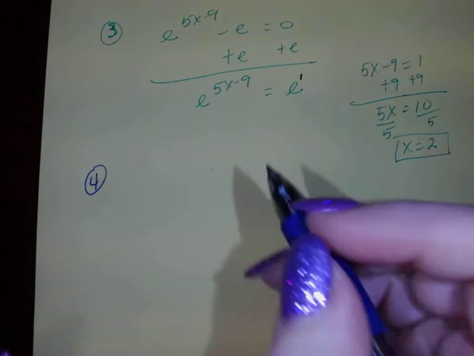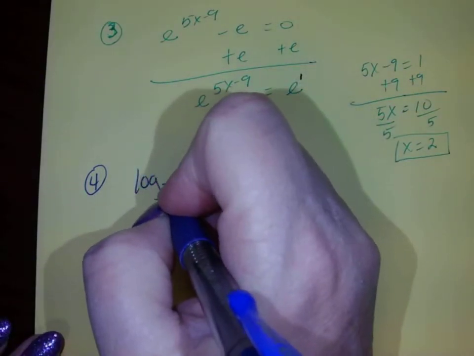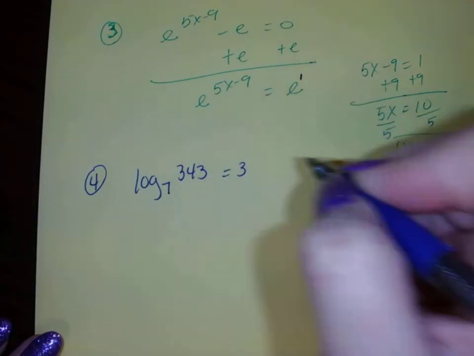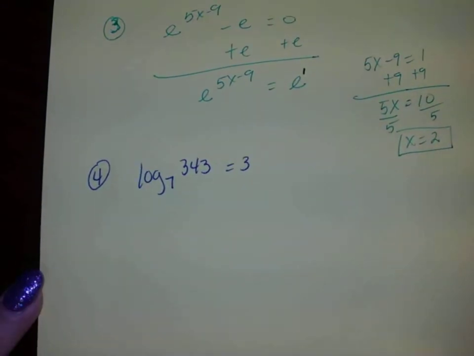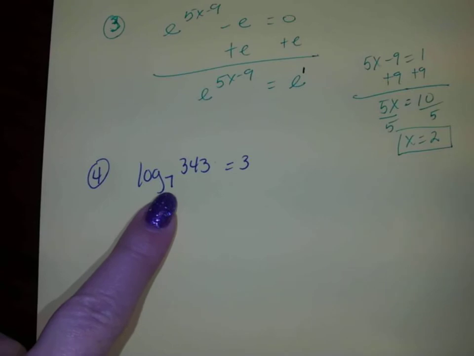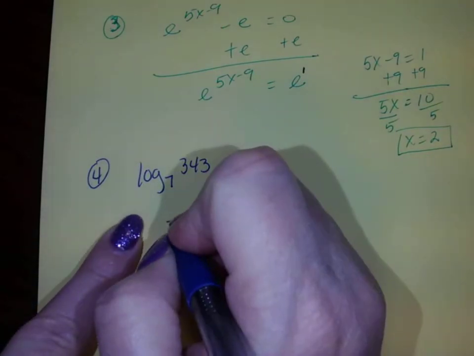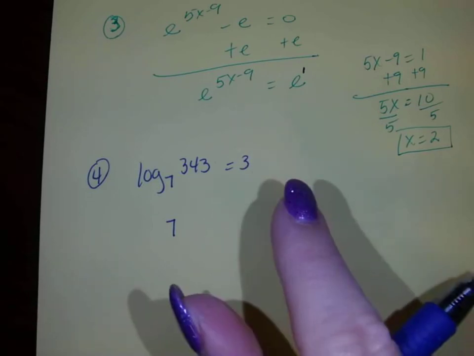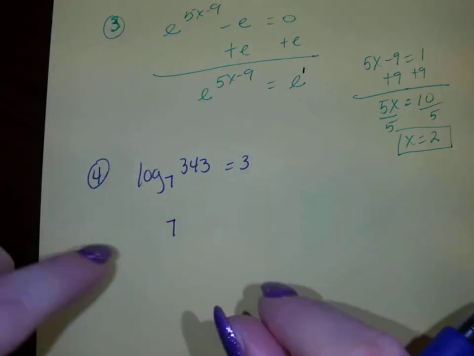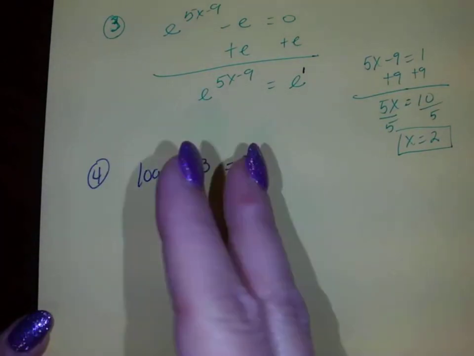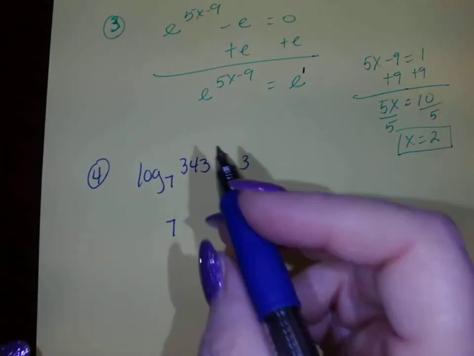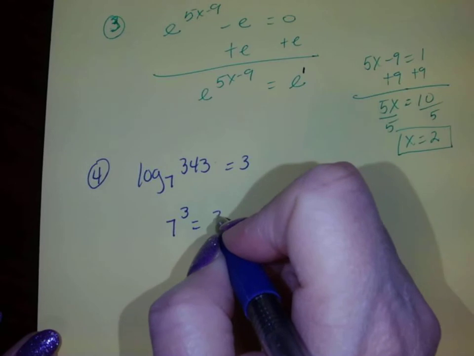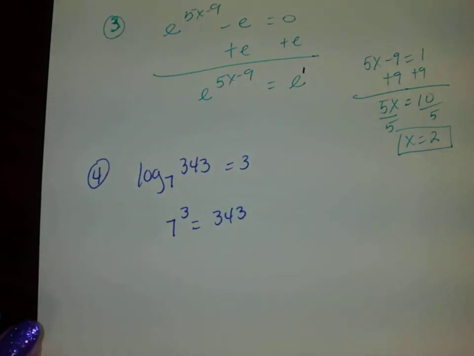On 4, we're asked to rewrite log base 7 of 343 equal to 3 in exponential form. So the base will stay in the same place, so we bring down the base. The 343 and the 3, visually they look like they swap places. That's not what's happening mathematically, but visually it looks like they will swap places. So you end up with 7 to the third equals 343. And that's all there is.